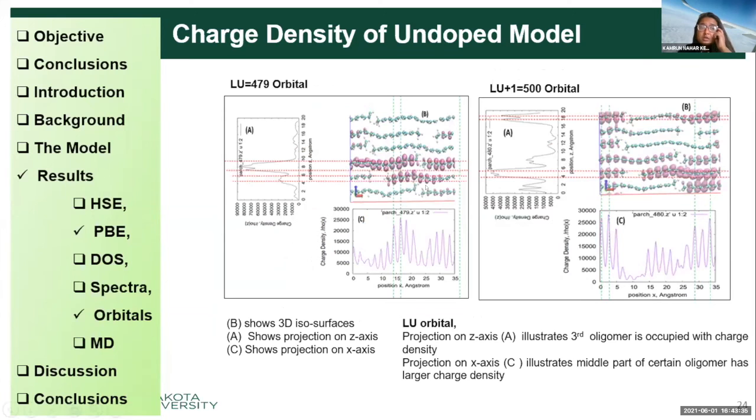Okay. So in the LUMO orbital, similarly it shows a highest peak in the middle section and in the X and Z direction. That means those are like the third oligomer. This highest peak is because the third oligomer is occupied with the charge density. And the LUMO +1 shows the highest peak at the edge of the box.